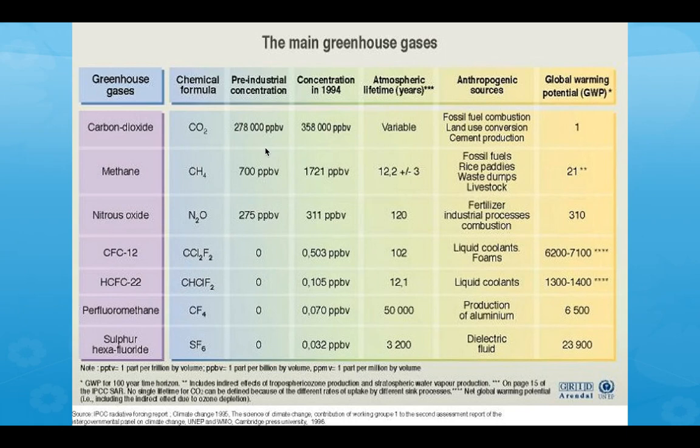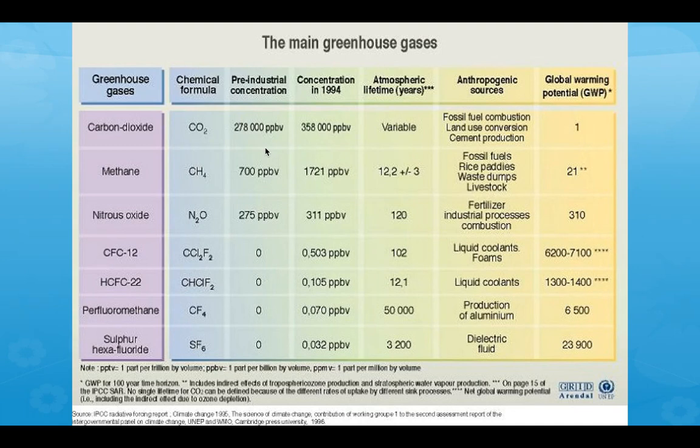Nitrous oxide. There used to be about 275 parts per billion by volume, and now there's 311. So it's been up a little bit. And it stays in the atmosphere for about 120 years. And the global warming potential is 310. So that means it's really, really good at absorbing the infrared light or electromagnetic energy at specific wavelengths.